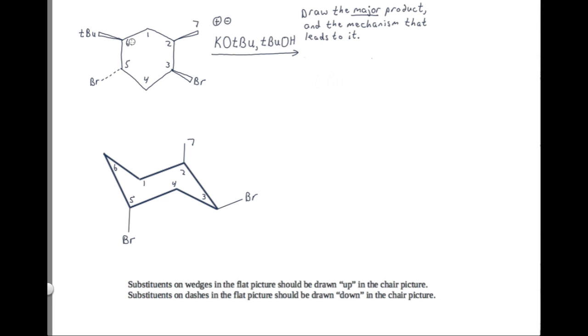And this tert butyl group on carbon 6 was on a wedge, so that should be pointing up in the chair picture. The wedge in the flat picture becomes up in the chair picture. So we used this rule to go from flat to chair picture. As usual, numbering all your pictures consistently is key for getting the pictures right. Now let's do the chair flip and draw the other chair conformation.